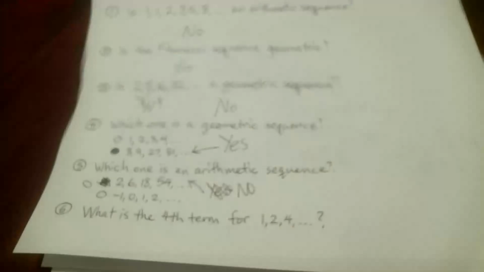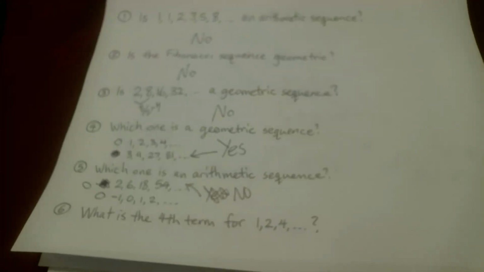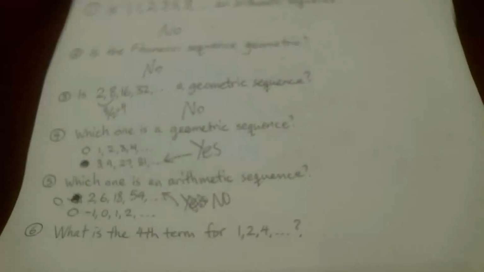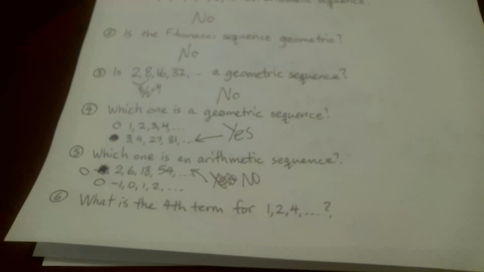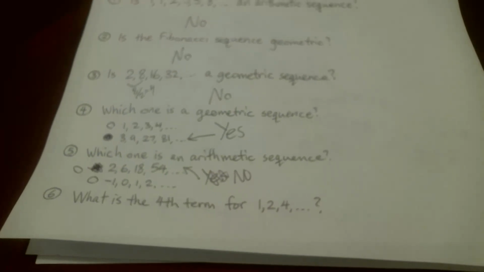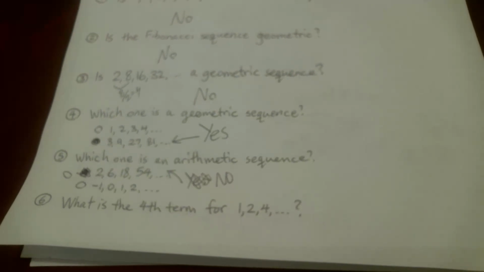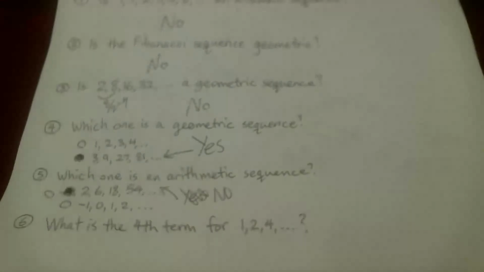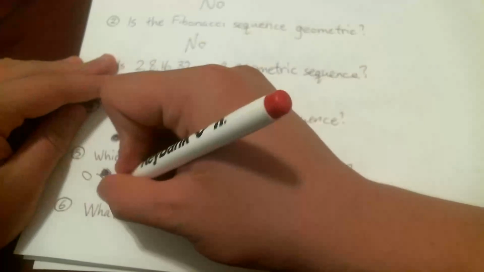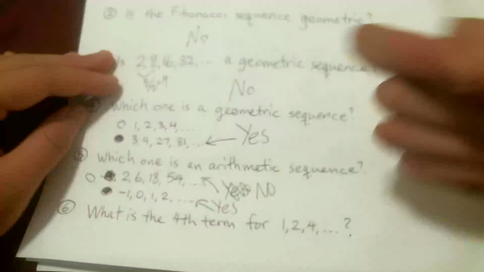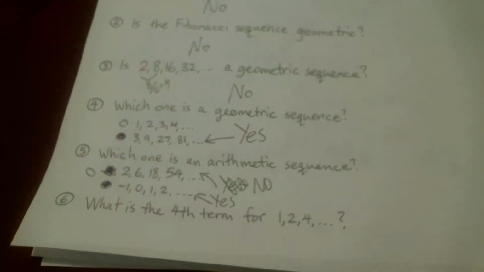So then that only leaves the second choice, which is -1, 0, 1, 2, and so on. For this one we would have to find the common difference if it does have one. It appears that it has a common difference of 1, since every term is exactly 1 greater than the last one. So yes, this one is right. Not the first one.